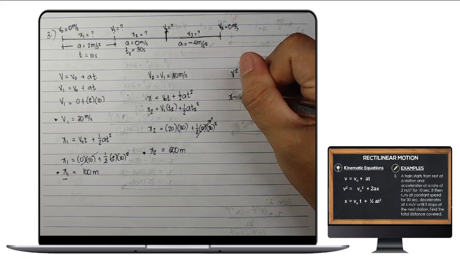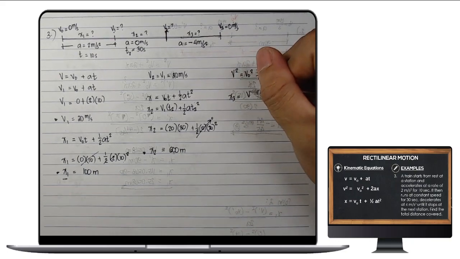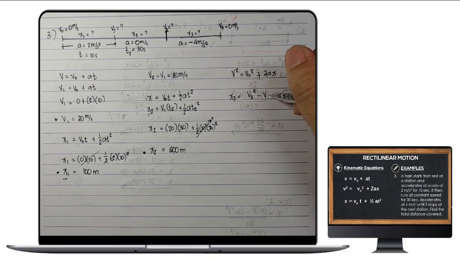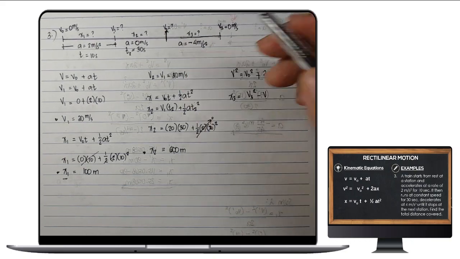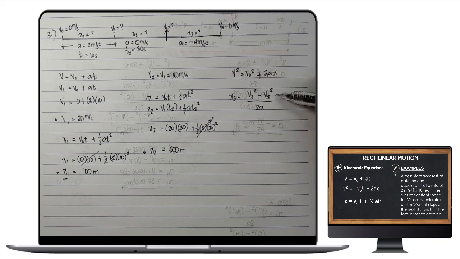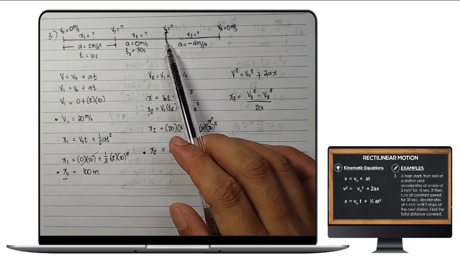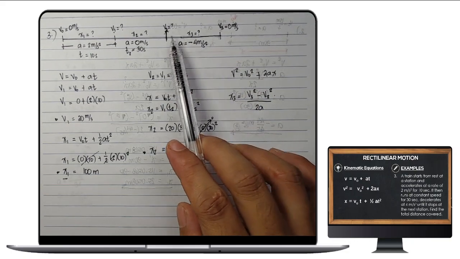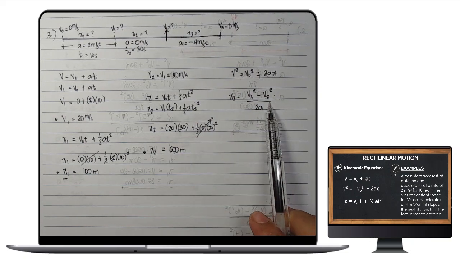So x sub 3 is equal to v3 squared minus the initial, I will use v sub 2. So that is v sub 2 squared divided by 2a. I used v sub 2 here, not v sub 0, because x sub 3 is from v sub 2 going to v sub 3. So in this case, the initial position is at v sub 2. So that is how important it is. Okay?